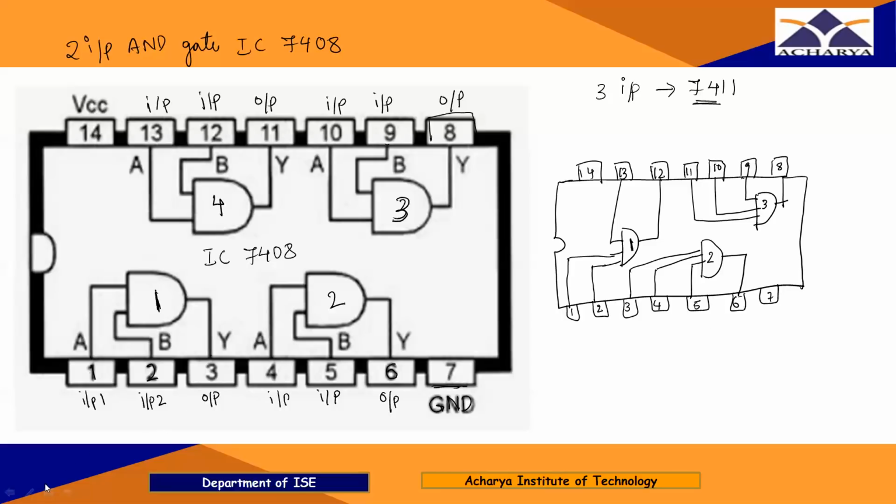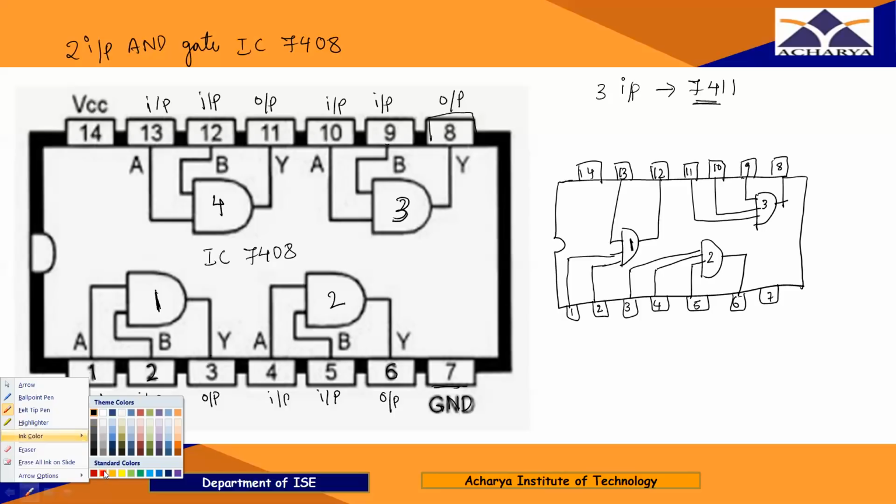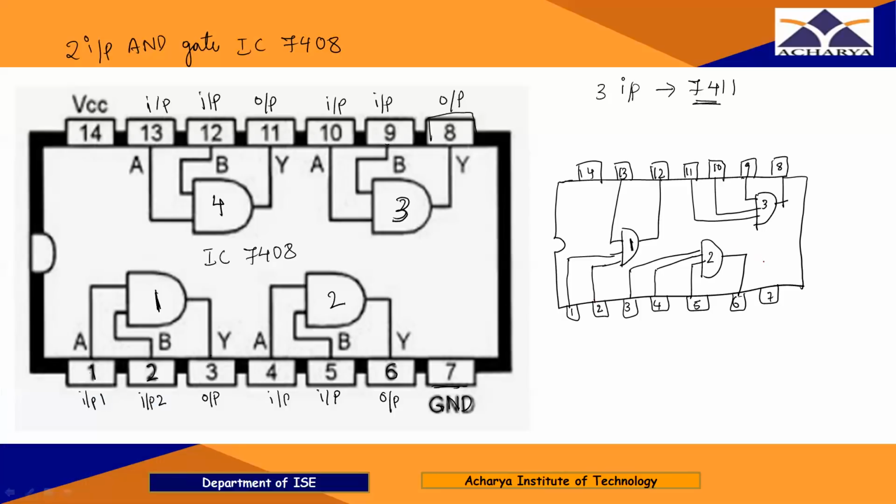Right? So always here, not in all the ICs, but for these logic gates, pin number 7 is for ground and pin number 14 is for VCC. Right? So here you observe carefully. This is the first AND gate, second AND gate, and this is the third AND gate.